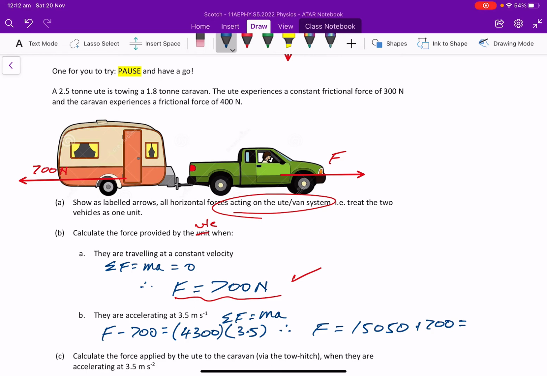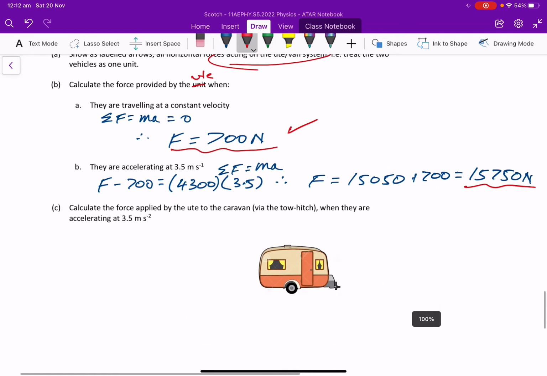Yep, so that is 15,050 newtons, and we've got the extra force of the 700 newtons, and of course 15,750 newtons is required to be applied by the ute to accelerate it at 3.5. That's a pretty big acceleration. You know, it's about a third of g, a bit more than a third.